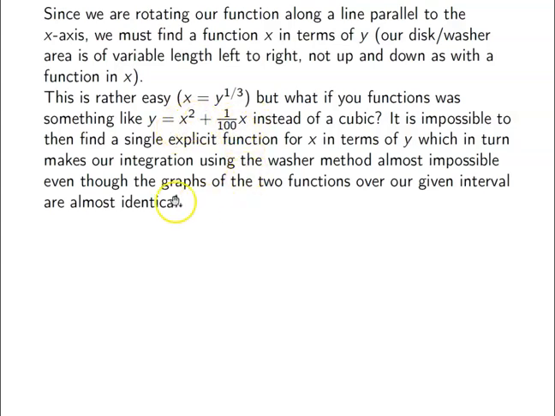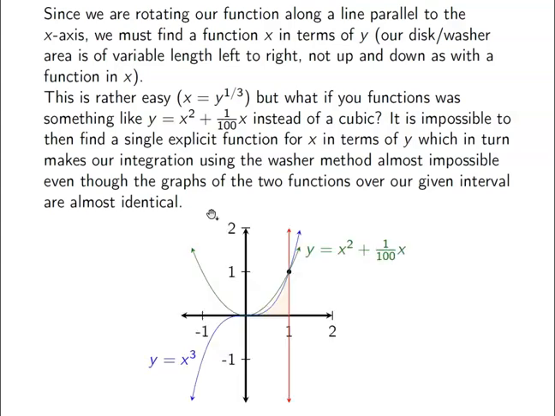If our function looks like this, even though the two graphs, y equals x cubed and this quadratic, are almost identical over our interval from 0 to 1. So this blue line is x cubed. That's what the graph looks like. If we look at y equals x squared plus 1 over 100x, it's almost the same. Obviously, there's a little bit more of a dip in the y equals x cubed.